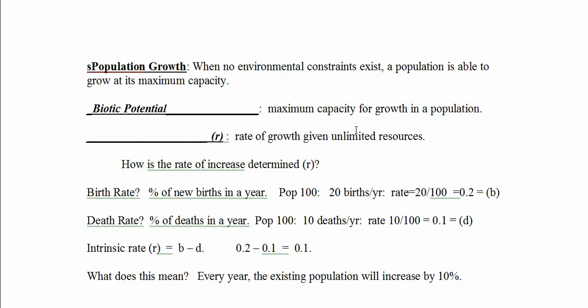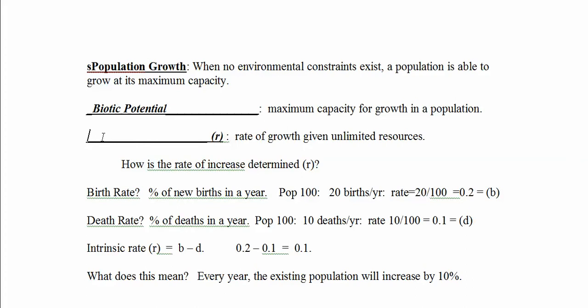Now, even though that's pretty extreme, if you look at some other species, like a fly, for example, under perfect conditions, a single fly could maybe give birth or lay thousands upon thousands of eggs during her lifetime. So the biotic potential for different species does vary pretty significantly based upon their biology and so forth. So just understand, biotic potential is the maximum capacity for growth.